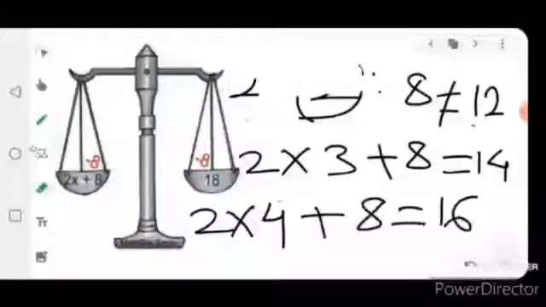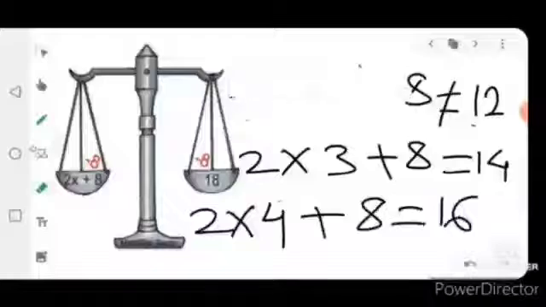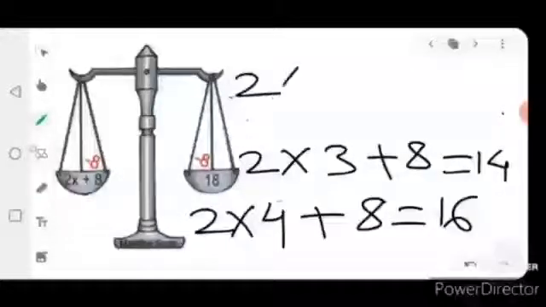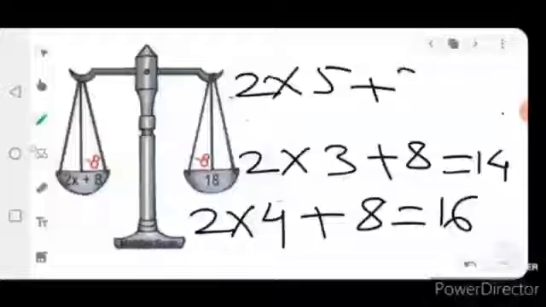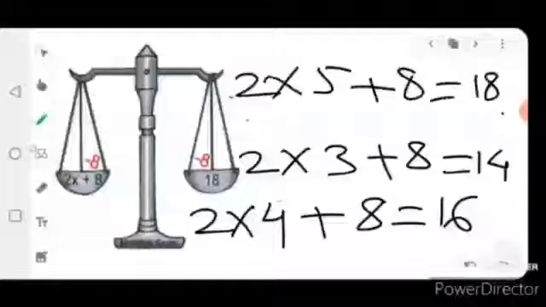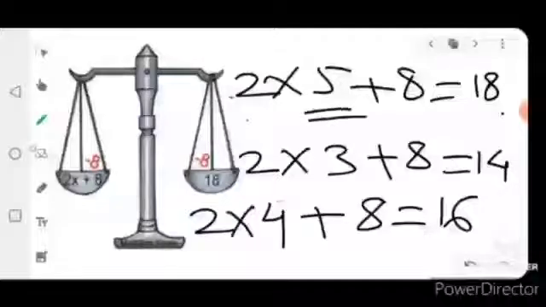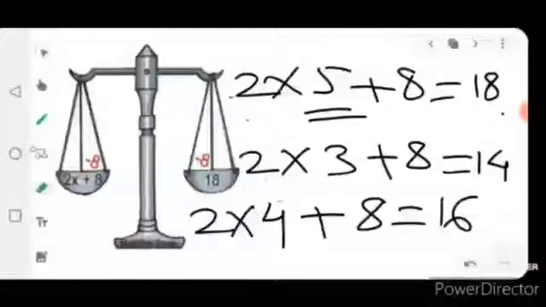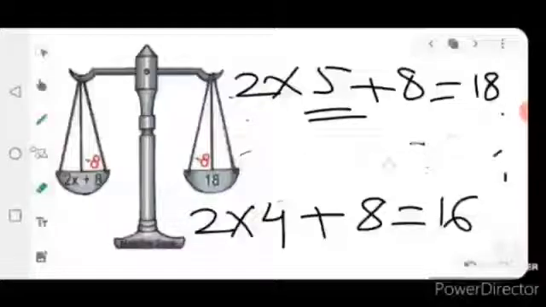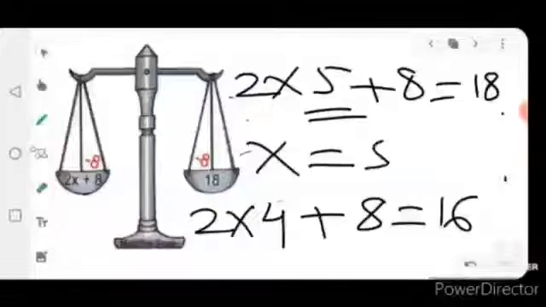Now put 5 in place of x. 2 multiplied by 5 plus 8. 2 5s are 10, 10 plus 8 is equal to 18. Now both sides are equal. So the value of x is 5. We can say the solution of this equation is 5. So we can find the solution of that particular problem: x is equal to 5.